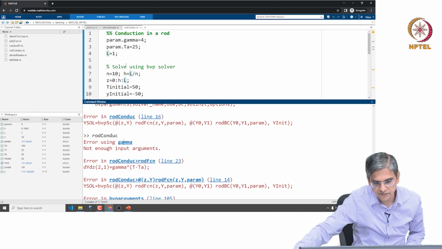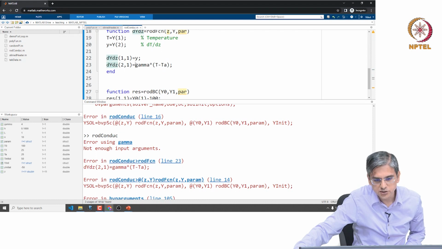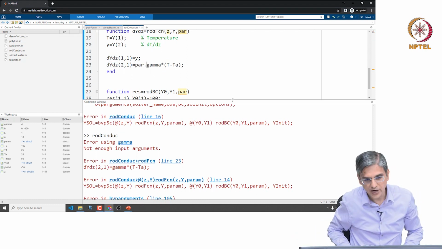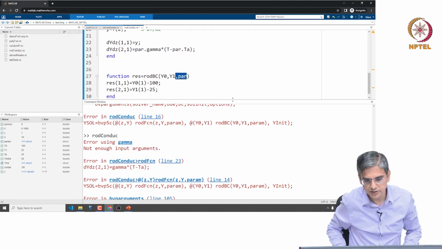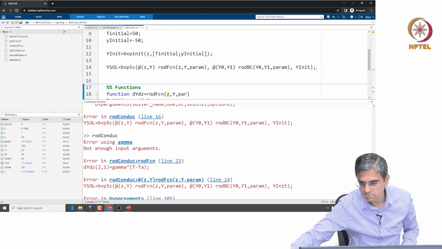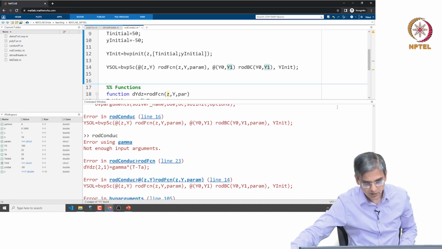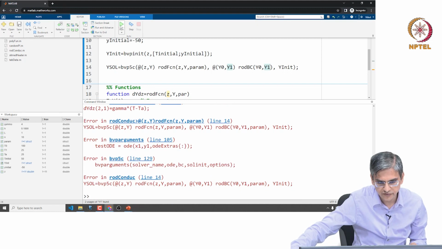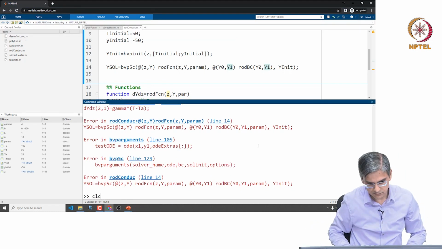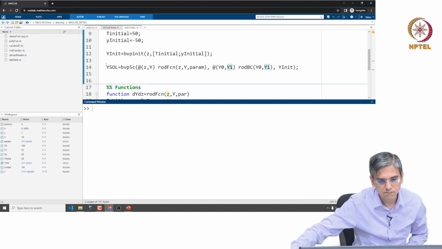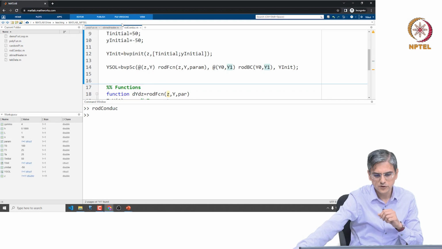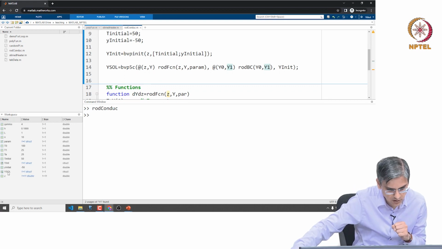Oh, gamma is another function. Okay. Oh, this should have been param dot gamma, param dot ta. We actually do not need the param over here. I can delete this and I can delete this as well. Okay, that hopefully should work. Let us see if it works. Okay, yeah, so we have our ysol.